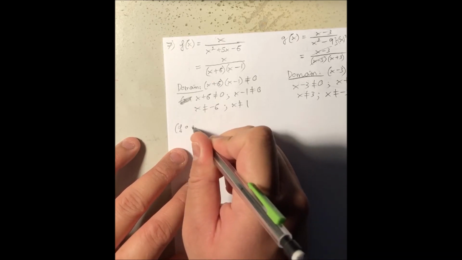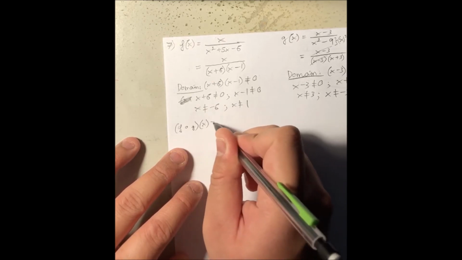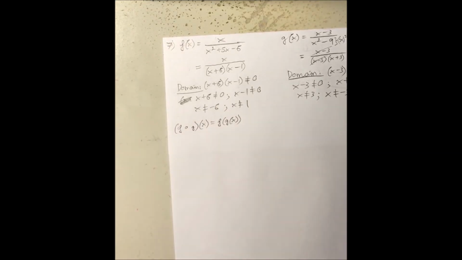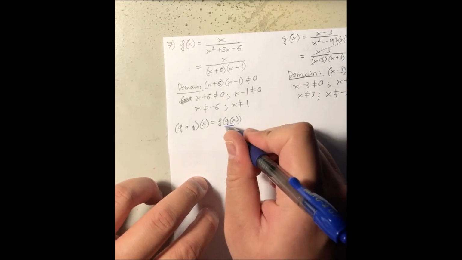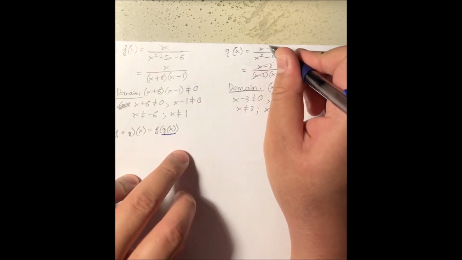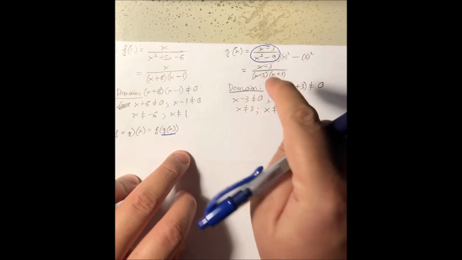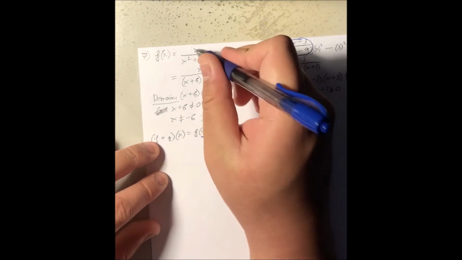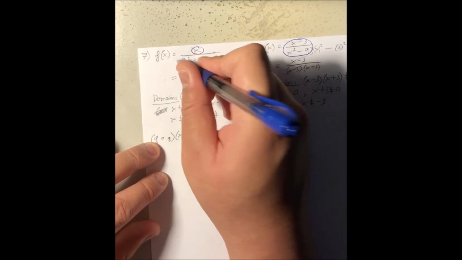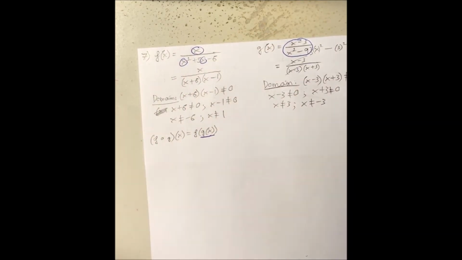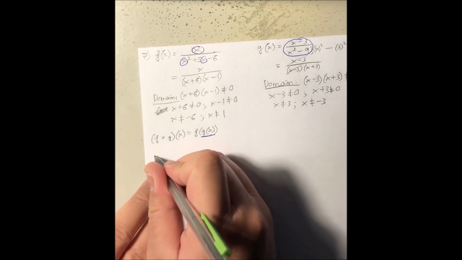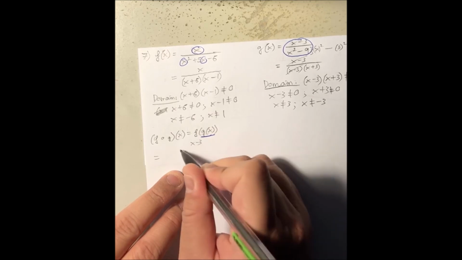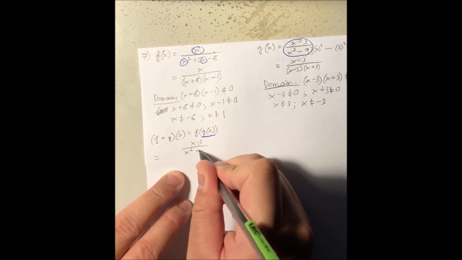Well, f composite g in terms of x is f of g of x. Really, all you have to do is take the function g, which is right here. Use this one instead because the factored one is a little more difficult. And you replace all of the x in the outside function, which is the f function, with the entire function g. So that means we are going to have x minus 3 divided by x squared minus 9.